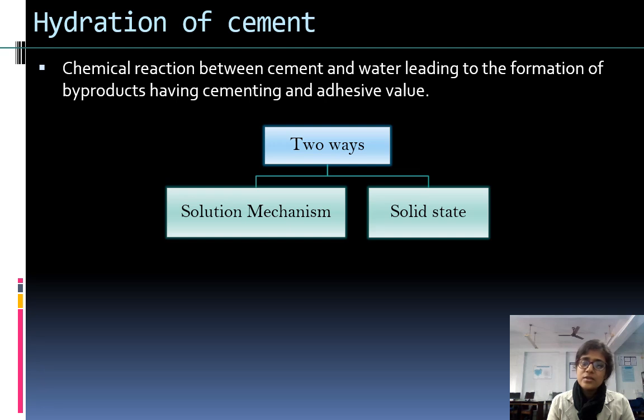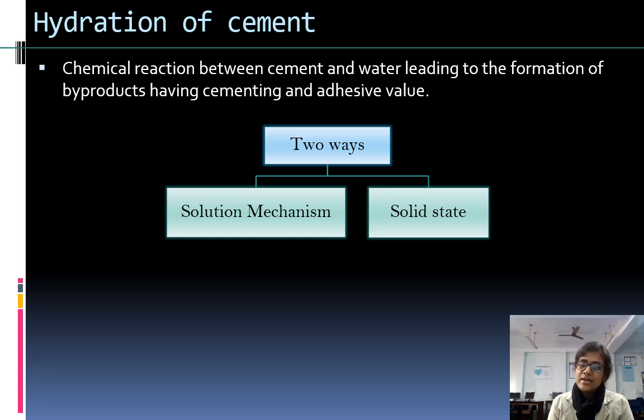The other is the solid state mechanism. What is the solid state mechanism? We can understand it this way: dry cement is a solid particle, and when the water attacks, it attacks the cement from the surface inward, reacting on the way. Now in reality, it has been reported that the actual chemical reaction is a combination of both mechanisms.